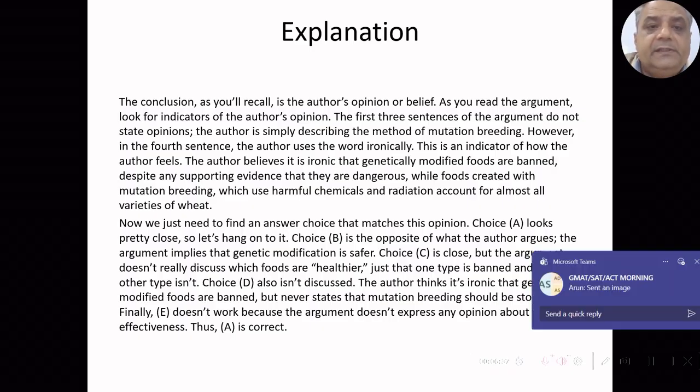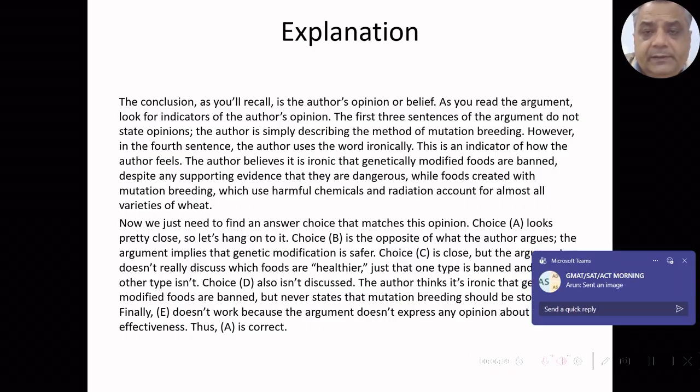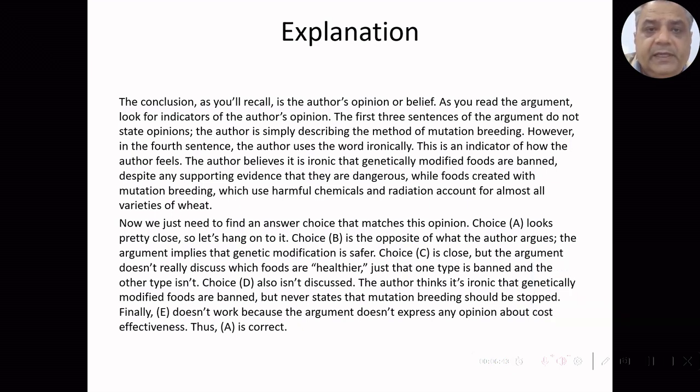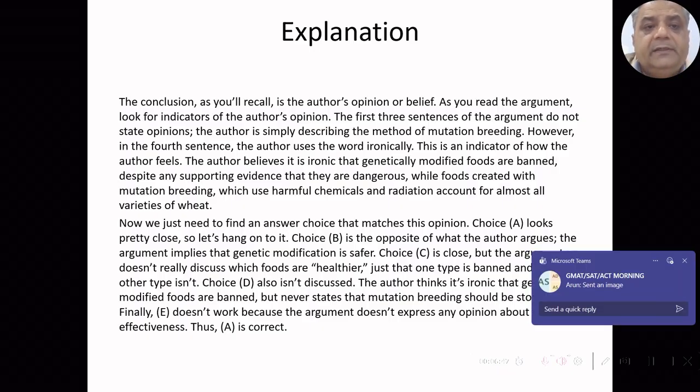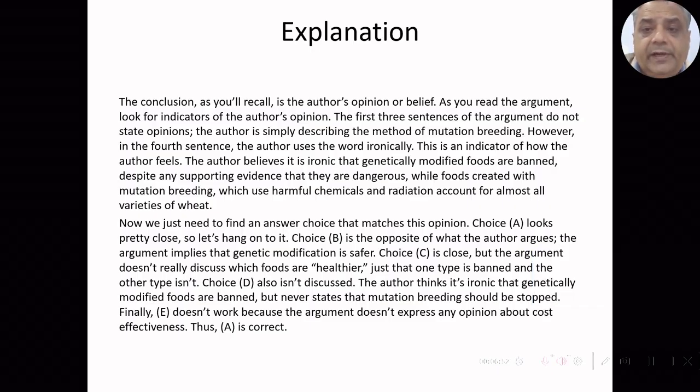However, in the fourth sentence, the author uses the word ironically. This is an indicator of how the author feels. The author believes it is ironic that genetically modified foods are banned despite the lack of any supporting evidence that they are dangerous, while foods created with mutation breeding, which uses harmful chemicals and radiation, account for almost all varieties of wheat. Now we just need to find an answer choice that matches this opinion. Choice A looks pretty close, so let's hang on to it.